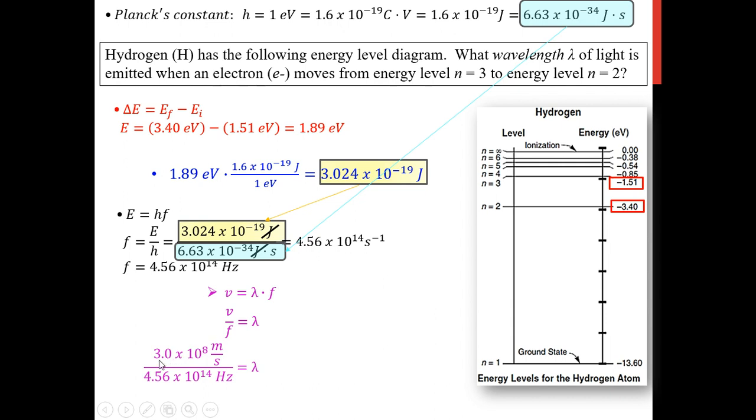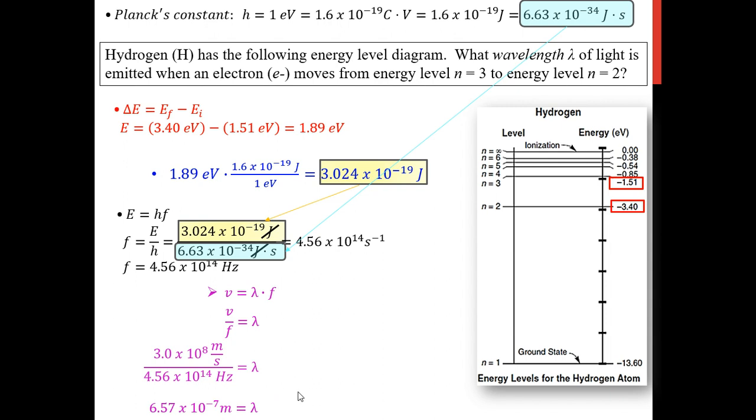In the numerator, I have the constant for the speed of light in a vacuum, 3.0 times 10 to the 8th meters per second. And I carry my frequency from the previous step down, which is 4.56 times 10 to the 14 hertz. If we do that, the units for seconds, aka hertz, will cancel out, and the only unit left is meters. If you punch it in your calculator, you should get a value of 6.57 times 10 to the negative 7 meters, which is the same if you convert.